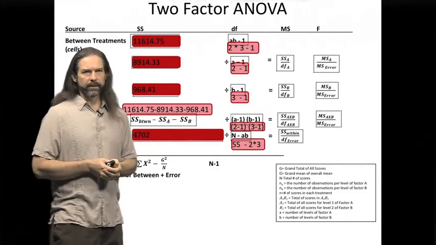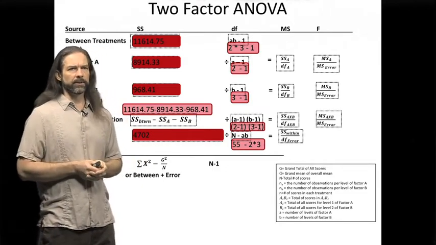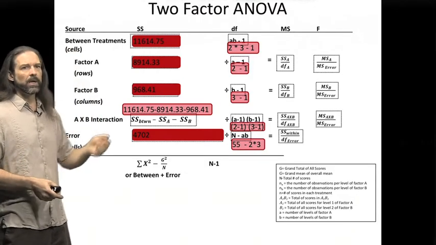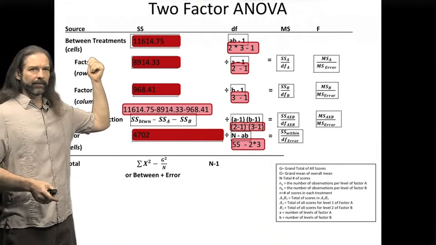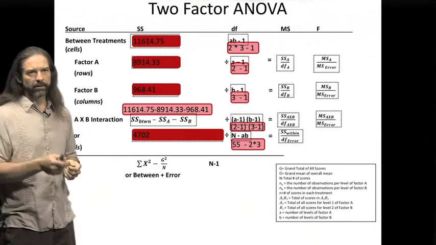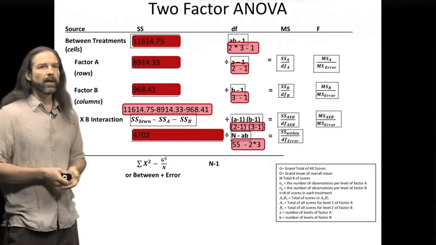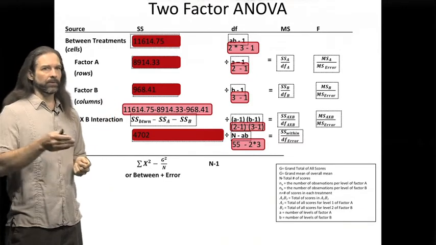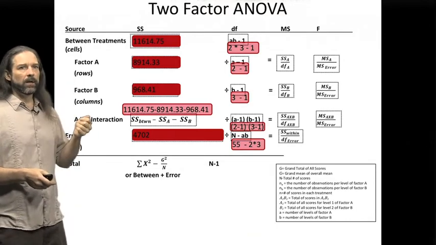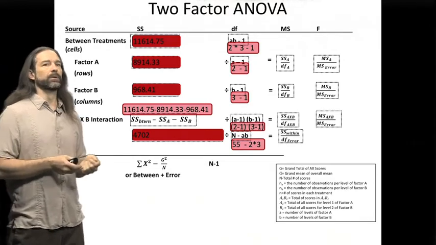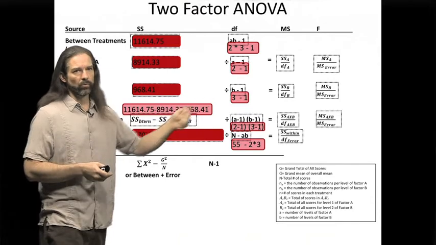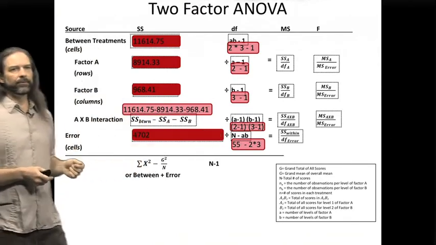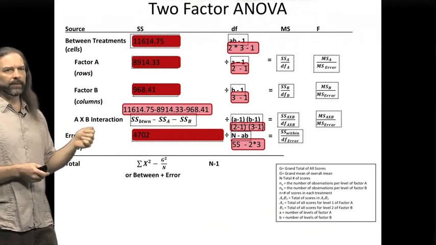Another way to do this, if you get lost in the formulas at times, is another reason why you should memorize cells, rows, columns. How many cells did I have? 6, but I'm going to lose a degree of freedom, so 6 minus 1 is 5. How many rows did I have? 2, but I'm going to lose a degree of freedom, so 2 minus 1 is 1. How many columns did I have? 3, but I'm going to lose a degree of freedom, so 3 minus 1 is 2.